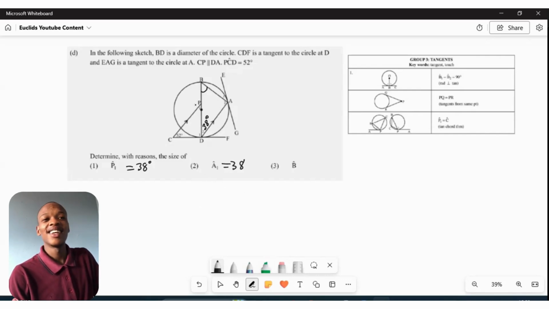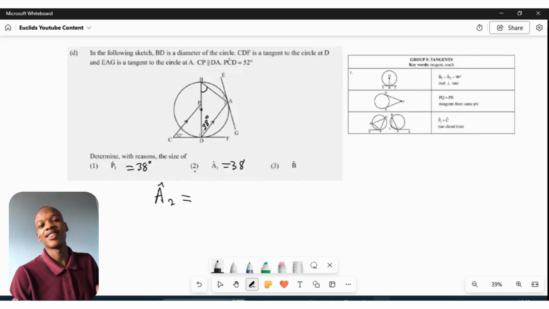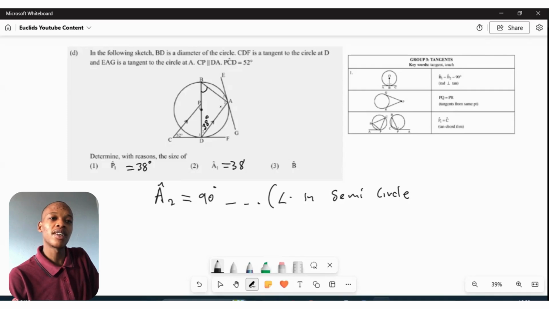Why? It's subtended by diameter. Angle A2, you see how to identify the things. A2 is equal to 90 degrees. Why? It's angle in semicircle. Angle in semicircle. Now we do have this one as 90 degrees.